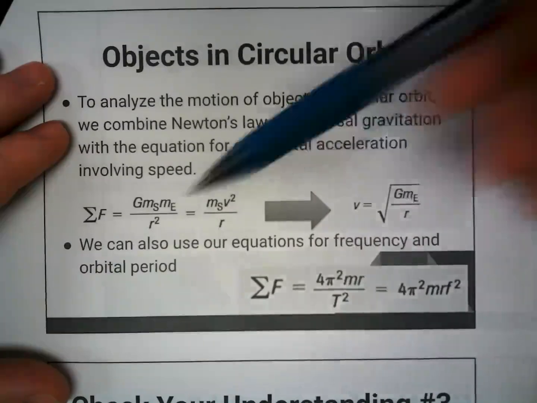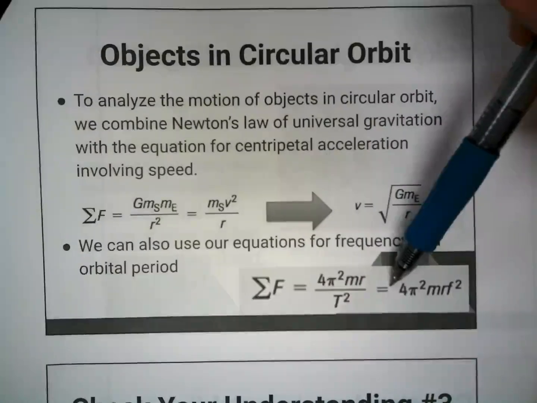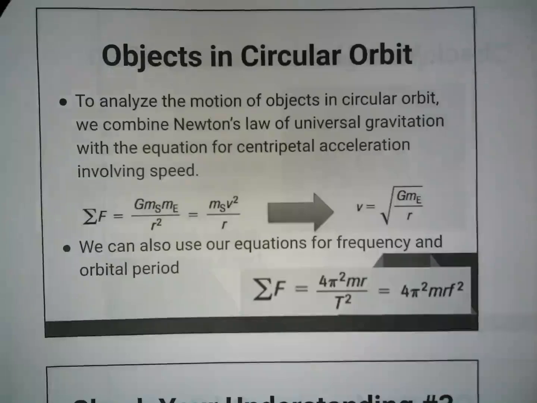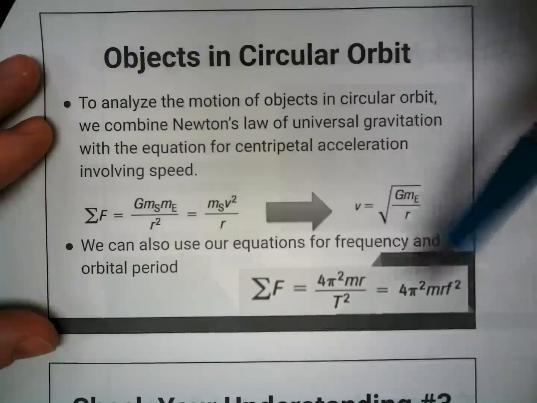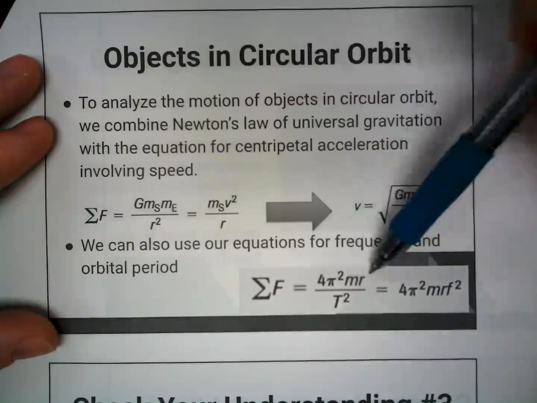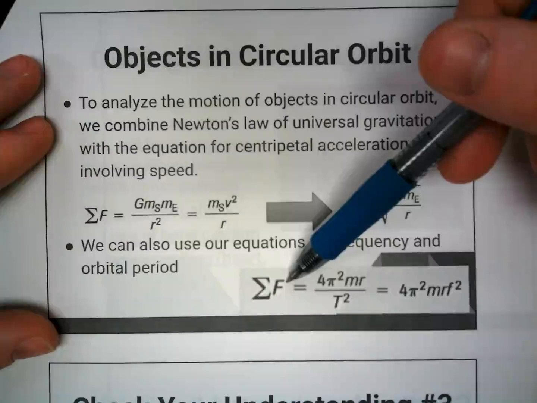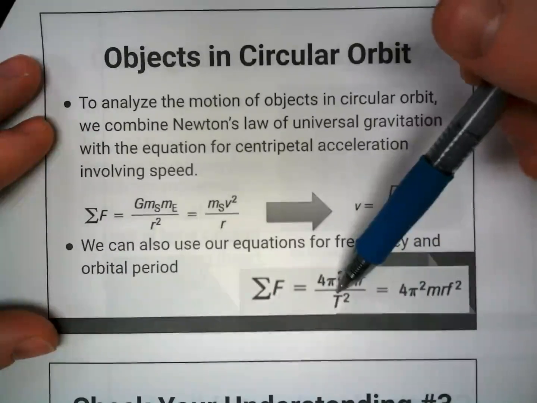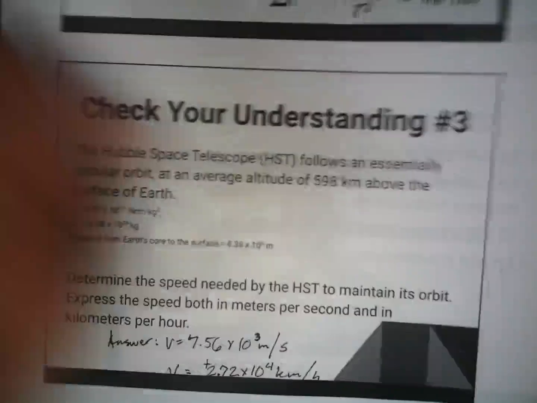Okay. We can also use the equation here to know how quickly or how slowly something is moving around the Earth. So we can use, again, the period and frequency equations we've used before. What's the mass of our large object? How far apart are they? What's the force between them? As long as we know the force, we can solve for the period, or we can solve for the frequency. And here's a check your understanding for number 3. Make sure you complete that.